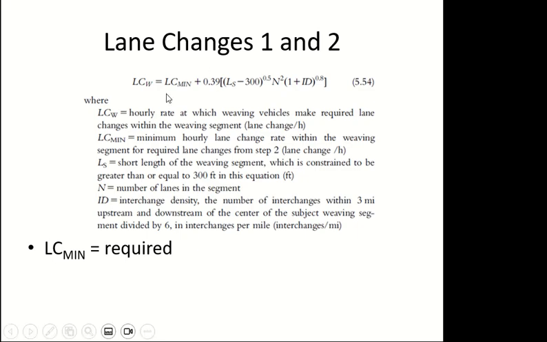So this one is already calculated, and this one will give you the total for the weaving. So the other part is optional lane changes for the weaving.